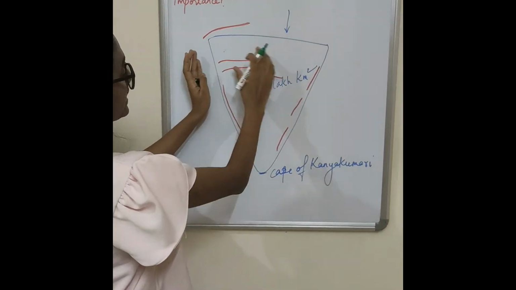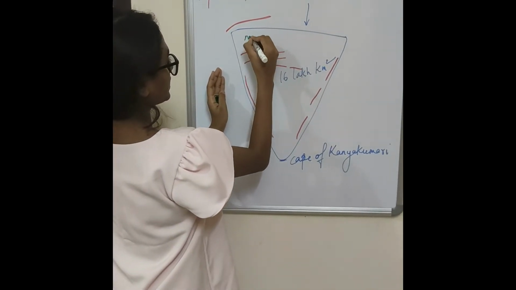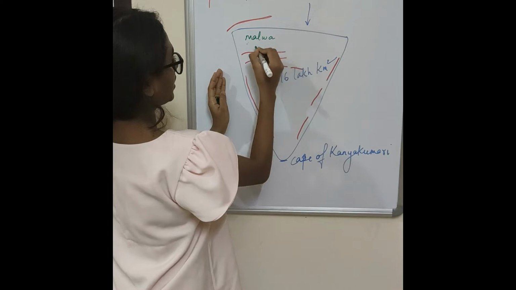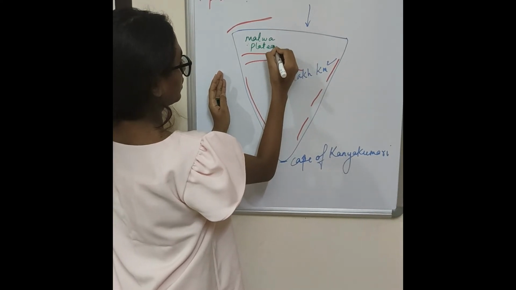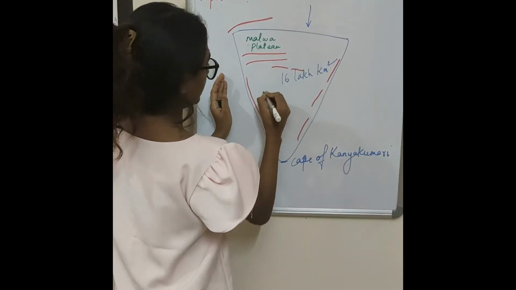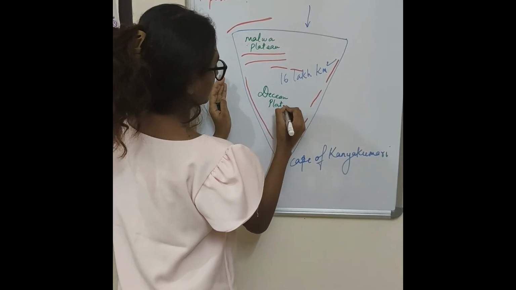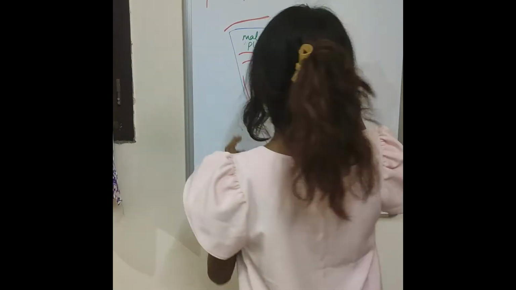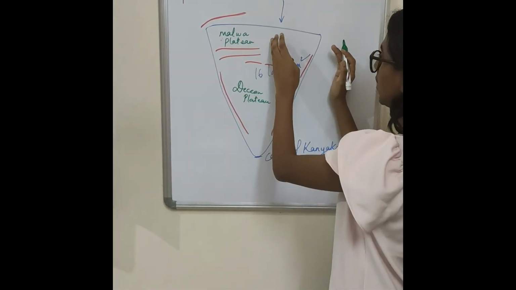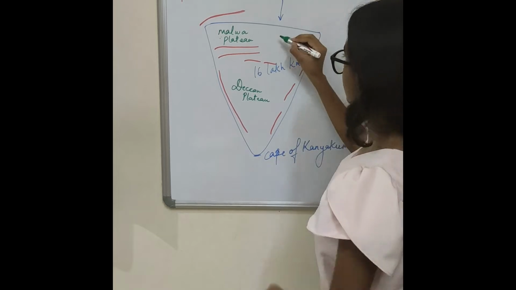Now, these are the central highlands, okay? So this is actually called the Malwa Plateau, and this over here, this southern part, is the Deccan Plateau, and over here is the Chota Nagpur Plateau to the east, the northeast.